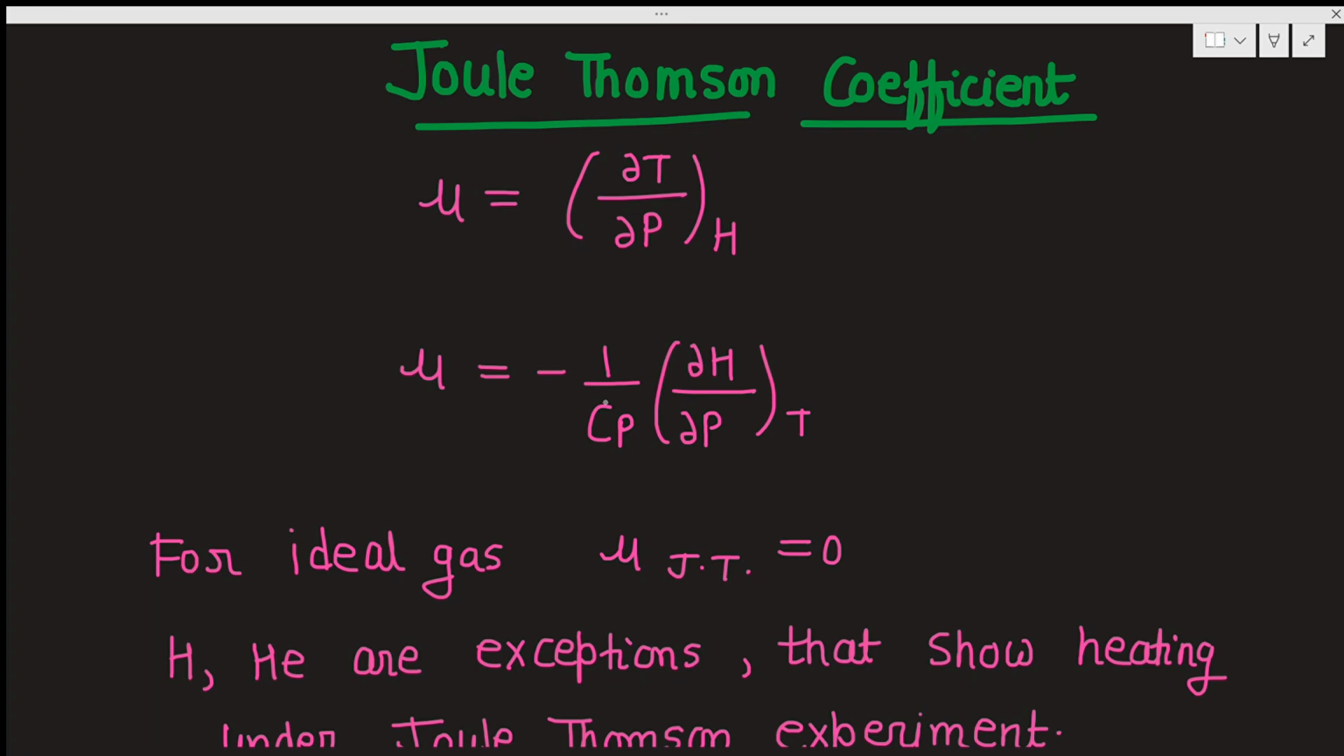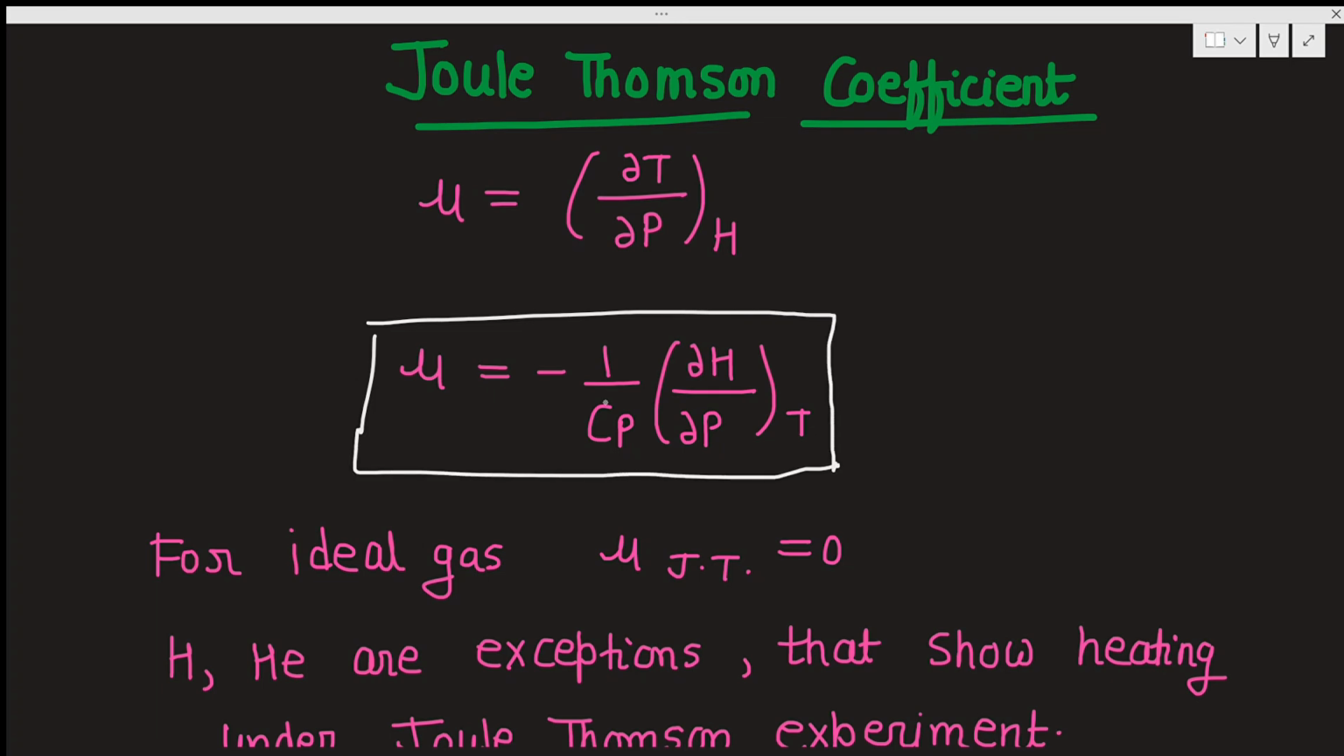So mu is equal to actually del T upon del P at constant H, means at constant enthalpy, change of temperature with respect to pressure. It means when you are decreasing the pressure, the temperature is decreasing. Okay, one more formula is mu is equal to minus 1 upon Cp del H upon del P at constant T. Okay, so sometimes you will use this formula or sometimes you will use that formula. It depends upon the things that are given to you.